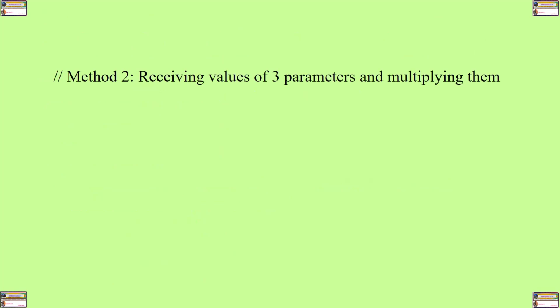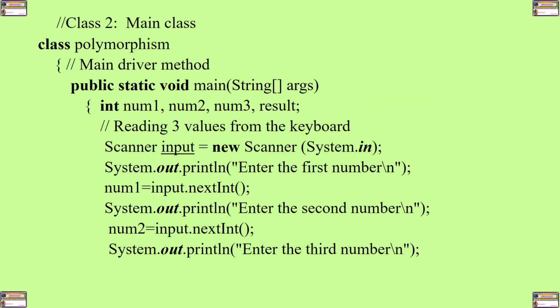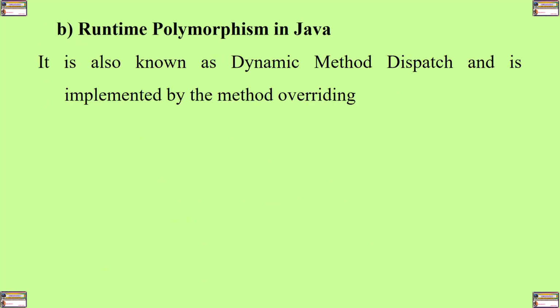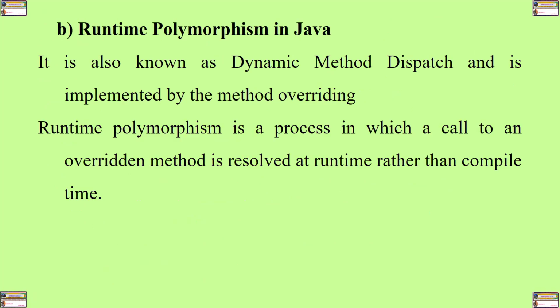Let's now look at the other type of polymorphism that we have already mentioned. The other type of polymorphism is runtime polymorphism. So what is runtime polymorphism? Runtime polymorphism is also known as dynamic method dispatch, and is implemented by method overriding. Runtime polymorphism is a process in which a call to an overridden method is resolved at runtime rather than at compile time.